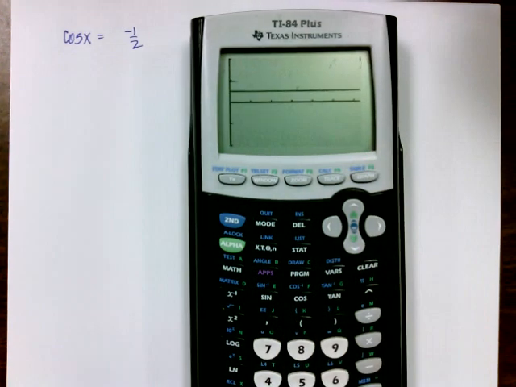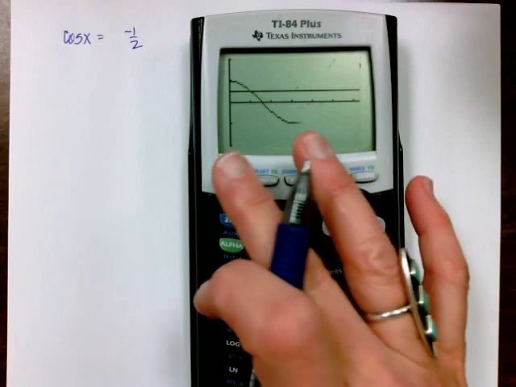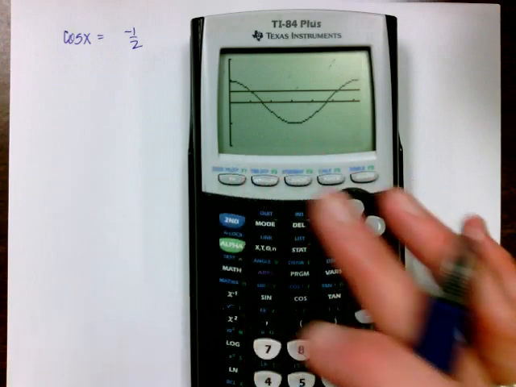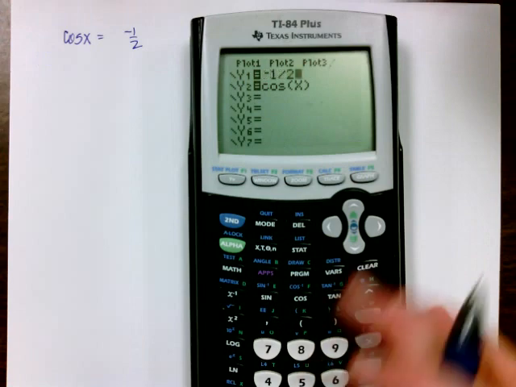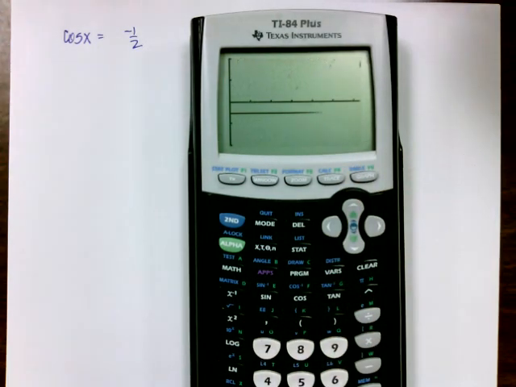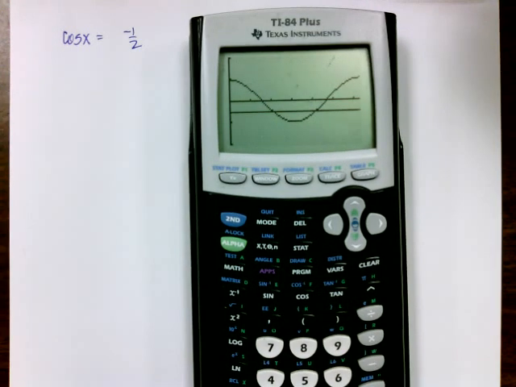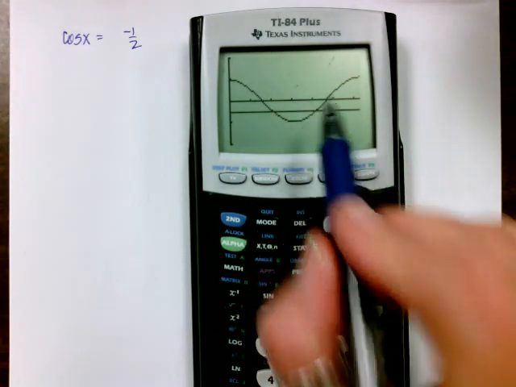So there's the horizontal line. Oh, and I forgot. Let me go back, shame on me. I forgot to enter a negative 1 divided by 2. Now I'm going to get the right line. There we go. Okay, so there's my cosine curve. Remember, cosine starts high, finishes high. So here are my 2 points of intersection.